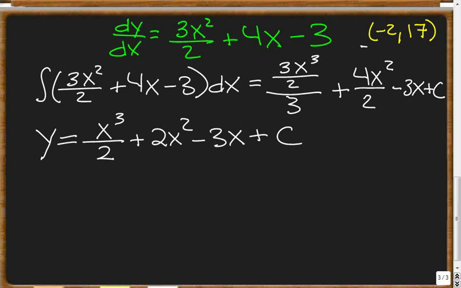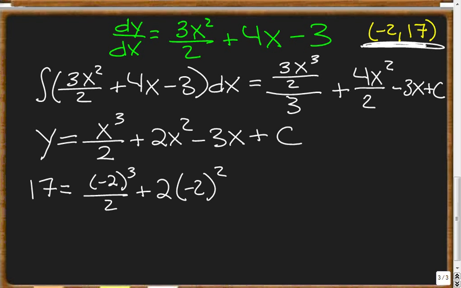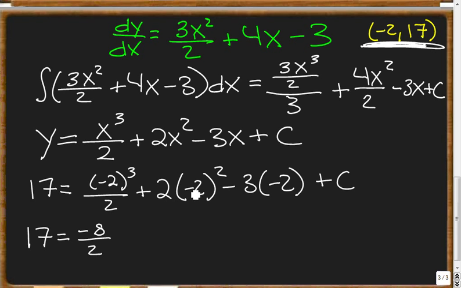So now what we need to do is use this information, plug it in, to find out what our top function is going to be. So we take 17, plug it in for y. We take -2 and plug it in for x, so we get (-2) cubed over 2 plus 2 times (-2) squared minus 3 times -2 plus c. So now we just need to solve for c and find our final answer. So we got 17 equals (-2) cubed is -8 over 2. 2 times (-2) squared, that is 8. Minus 3, or -3 times -2 gives us a positive 6. And we have a plus c.